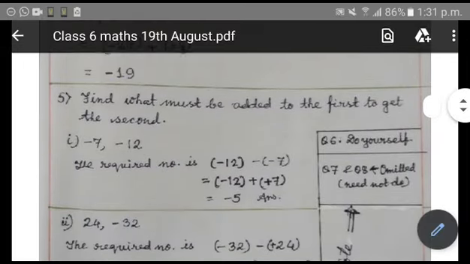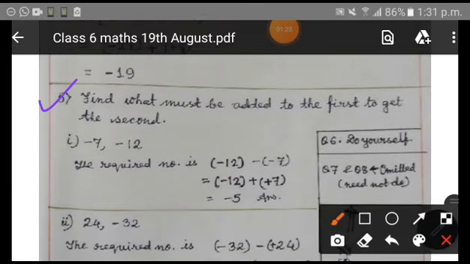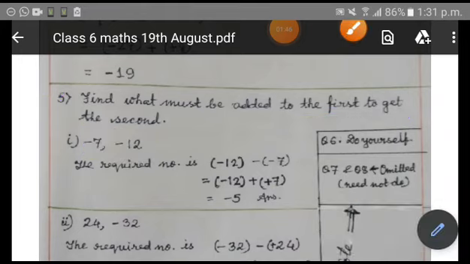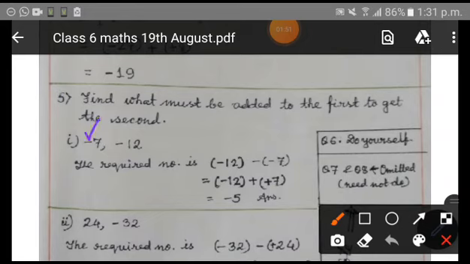Now the next sum, find what must be added to the first to get the second. So that means in the question it is asked that what should be added with the first number in order to get the second number. In these type of sums you are going to directly subtract the first number from the second number. So here what is the first number? Minus 7, and the second number is minus 12.